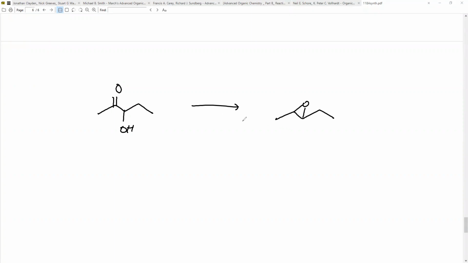Okay, so I saw this synthesis getting thrown around a lot, and I know it was talked about in a different video, but I just wanted to provide a way to think about it, to help you logic your way through it. This is a synthesis where we're making an epoxide from something that's not a bromohydrin. Usually we say that epoxides are made from bromohydrins, but we're starting from this material here.